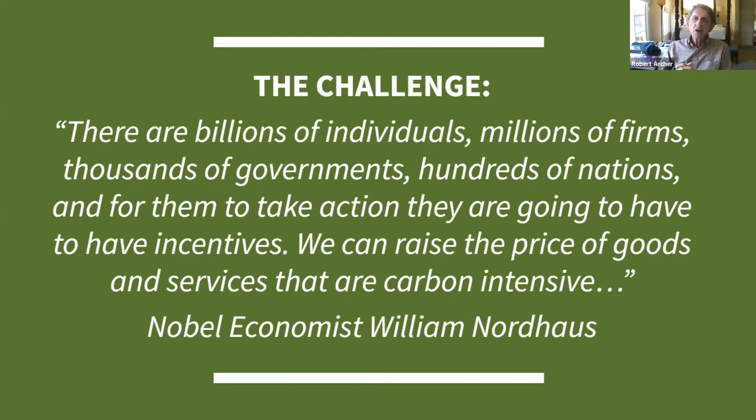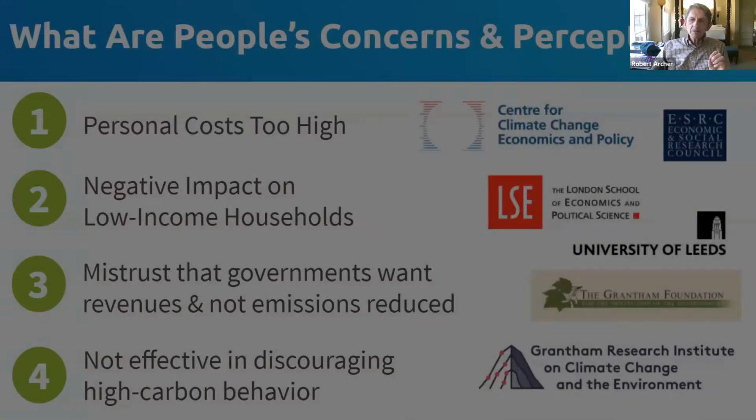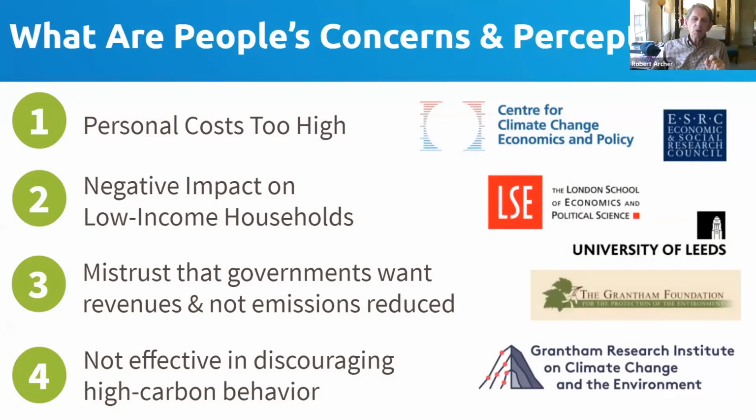The first one is that the challenge is global. That slide is up, Tamara? Yep. Okay. And that challenge is that there are billions of individuals, millions of firms, thousands of governments, hundreds of nations, and for them to take action, they're going to need incentives. We can raise the price of goods and services that are carbon intensive. That's Nobel economist William Nordhaus. The policies that the U.S. puts in place must be workable in developing countries where most climate emissions are occurring. This global perspective is both the starting and ending point for this discussion.